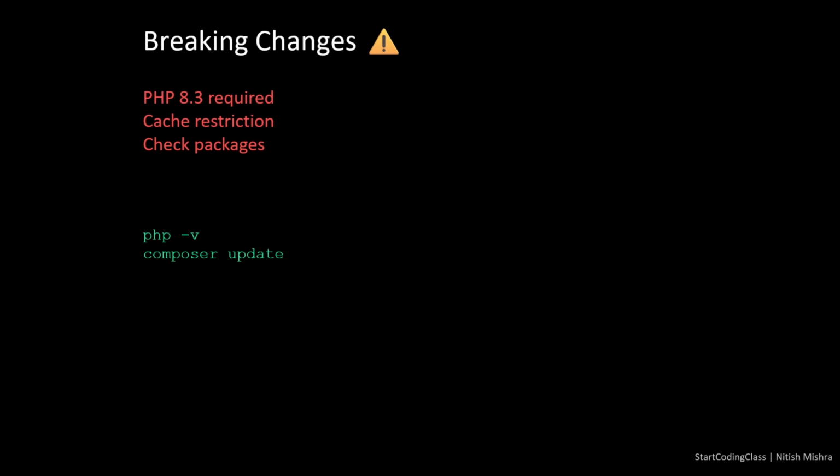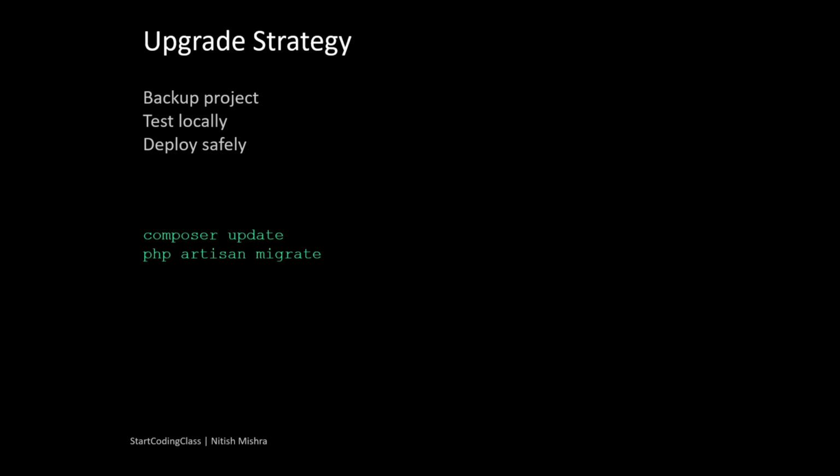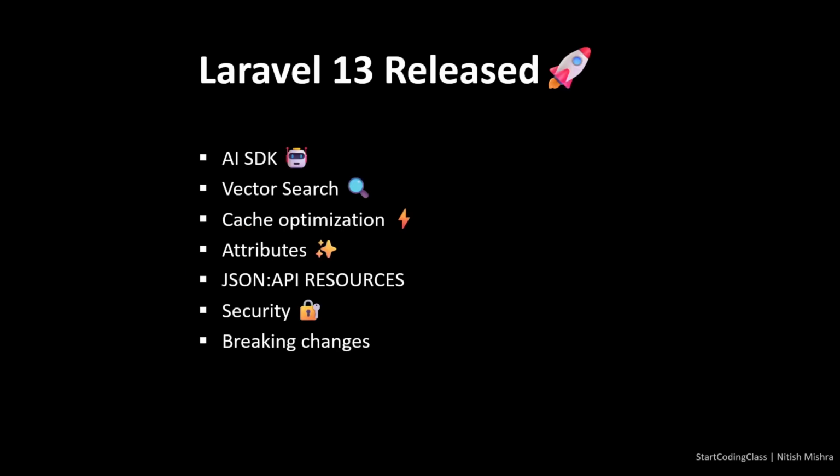With the help of the composer update command, you can update Laravel and install new dependencies. If you are going to update your project, first of all you need to back up your project and test it locally, then deploy to production. Because if anything breaks, you can fix it locally. So finally, Laravel has the AI SDK, vector search, cache improvement, attributes, and better security, which requires a careful upgrade.